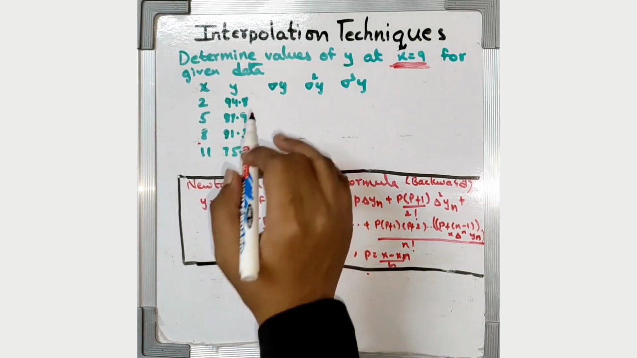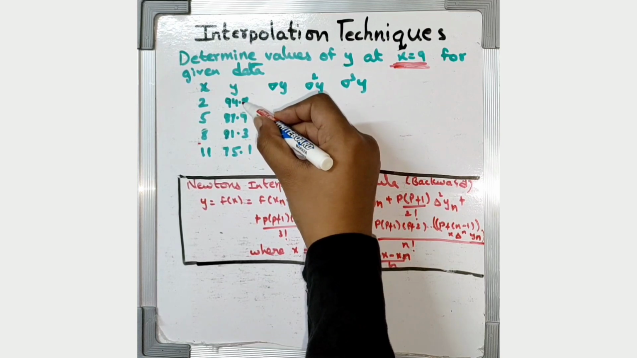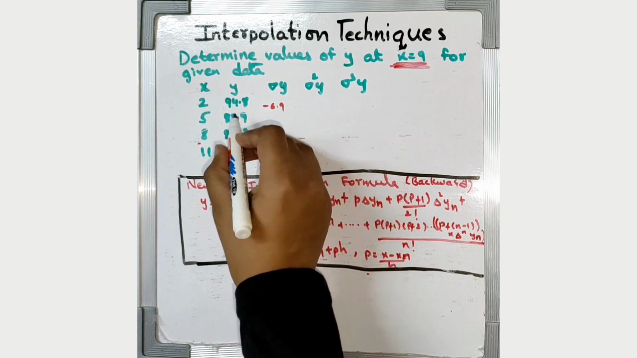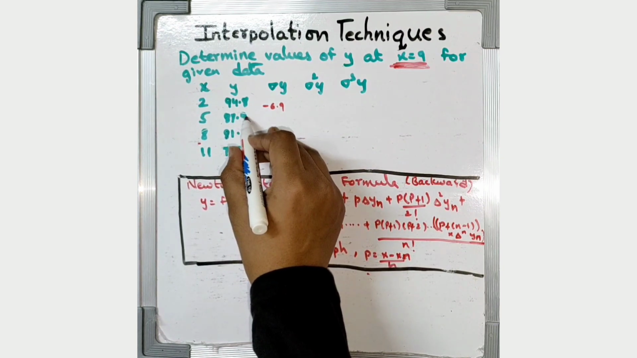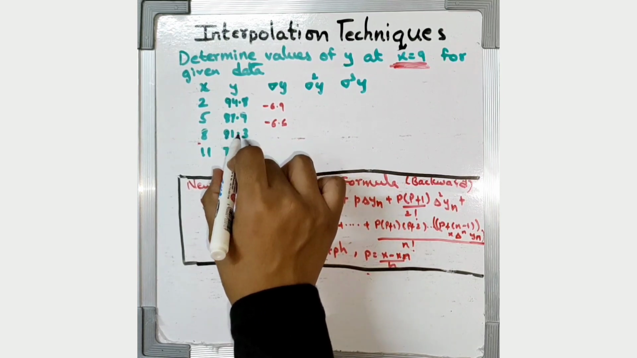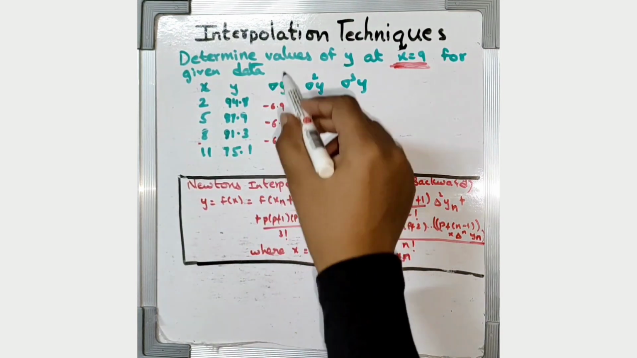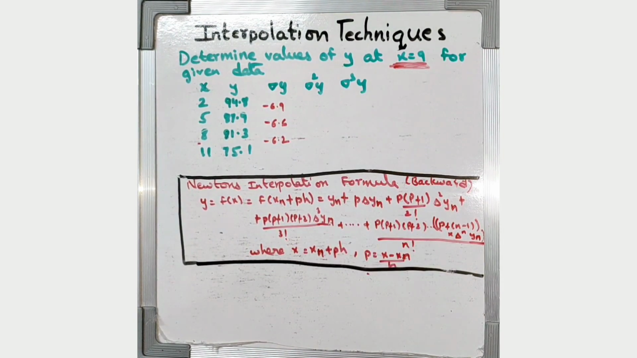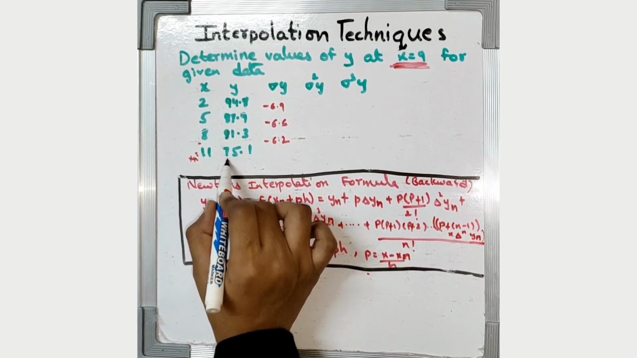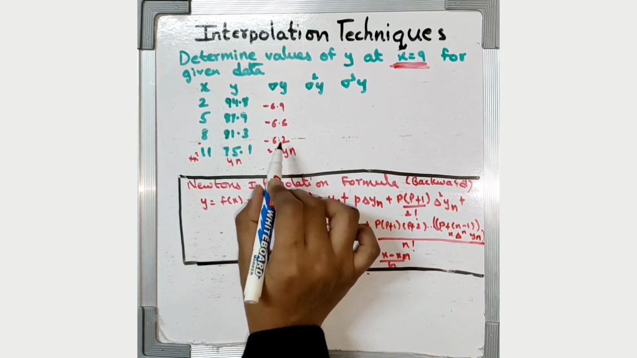How will we calculate them? We just have to subtract. 87.9 minus 94.8 equals minus 6.9. Again, 81.3 minus 87.9 is minus 6.6, and 75.1 minus 81.3 is minus 6.2. These are our first backward differences. Remember, our xn is 11 and this is our yn.